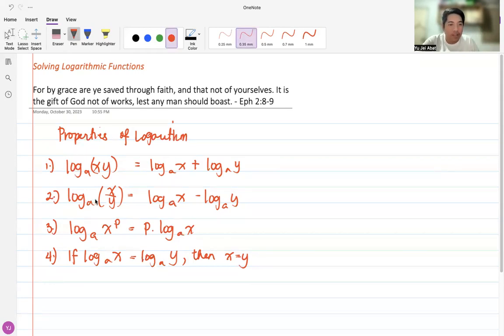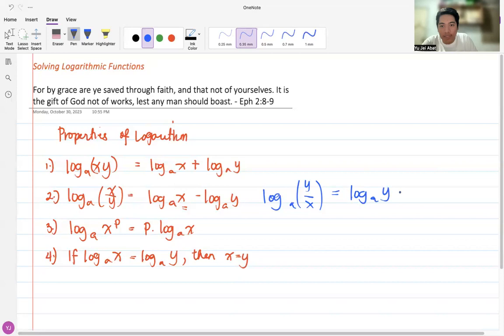So for number 2, we have the logarithm of x all over y. We have a logarithm of x over y, having a numerator and denominator, with the same base a. We can simplify it as the logarithm of x with base a minus the logarithm of y with base a. So again, whatever is the numerator comes first in our logarithm. For example, if we have the logarithm of y all over x with base a, it will interchange, so you have the logarithm of y with base a minus the logarithm of x with base a.